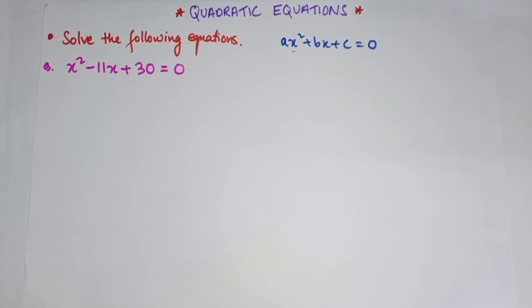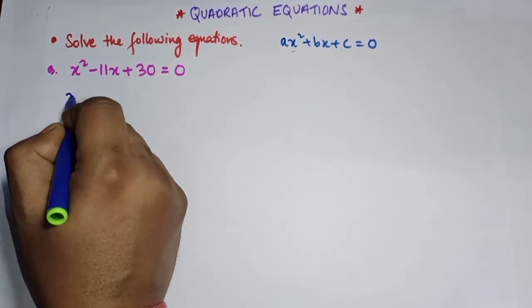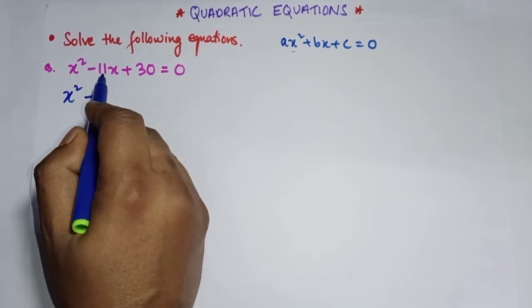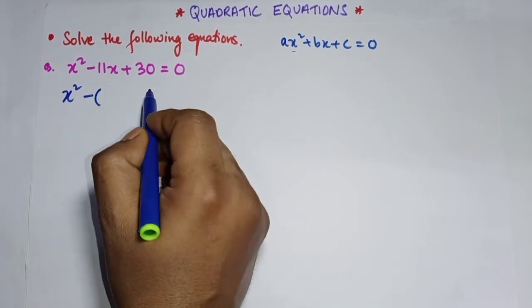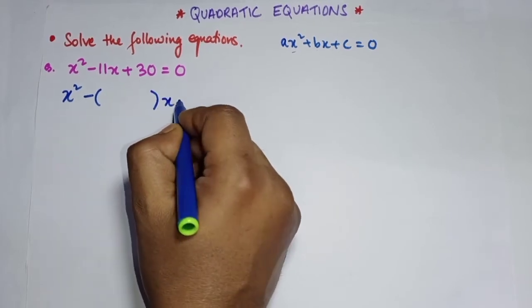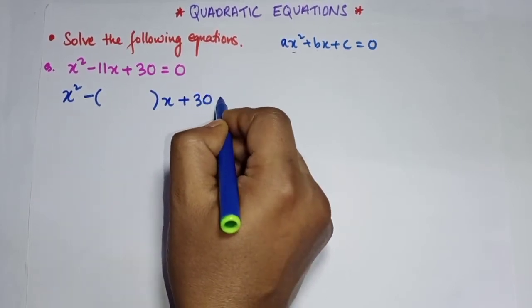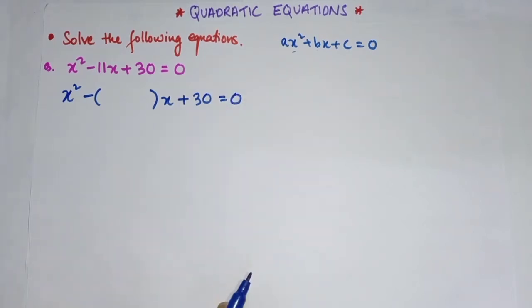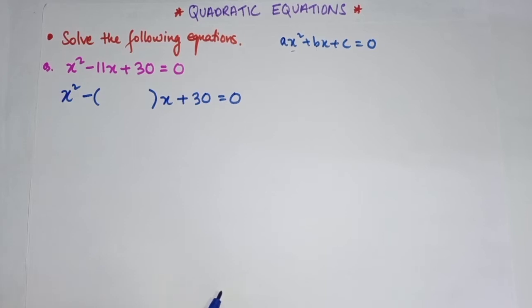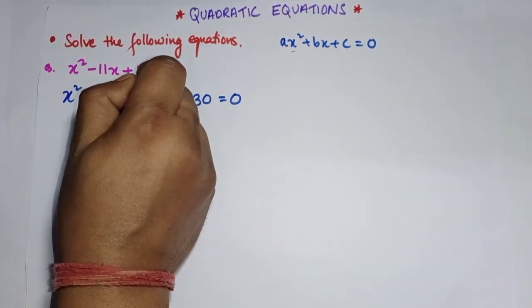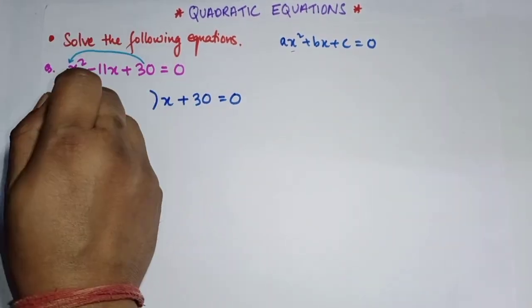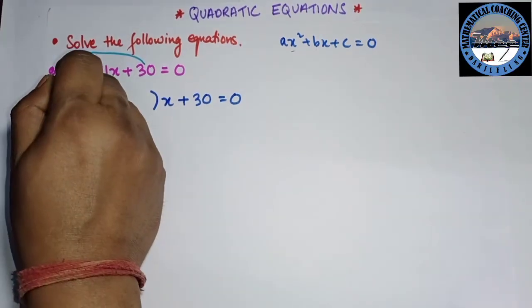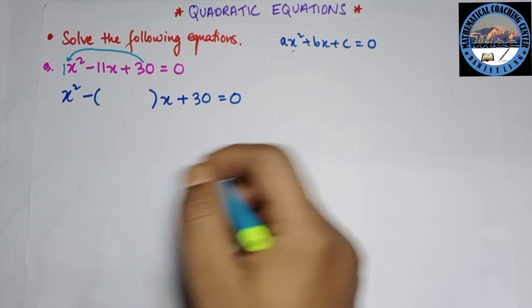Okay. So what we will do in this is use breaking the middle term only. So x square minus 11, this 11 I'll break like this, and this x will be here, plus 30 equals to 0. Okay, solve means we are finding the value of x, and it's called the root also. Now, as you know, in breaking the middle term, this 30 has to be multiplied by the coefficient of x square, which here is 1. So 1 times 30 is 30.